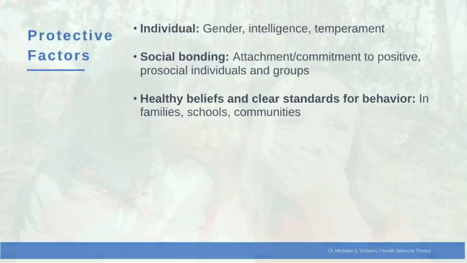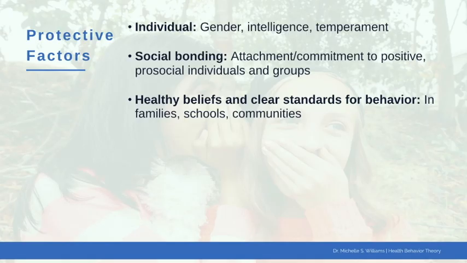But fortunately, there are some protective factors that have been identified. At the individual level, those things include gender, intelligence, and temperament. Now ask yourself, how does gender play a role as a protective factor? Well, you got it. Overall, females are less likely to engage in risk behaviors. However, that doesn't say that all females do not engage in risk behaviors. And then also social bonding.